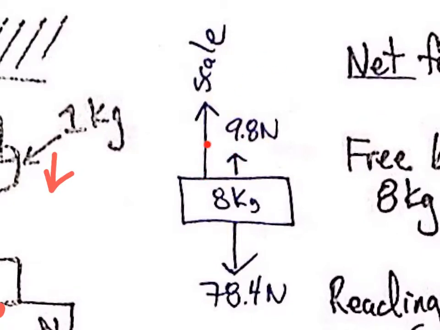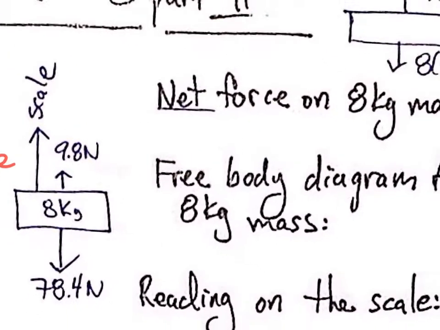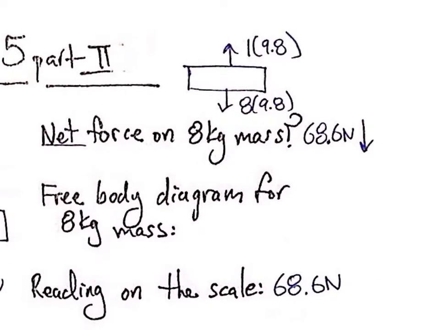And then the scale is also pushing upward. Technically we should draw the arrow from the middle, but it would get messy. The scale is also pushing upward. So the 8 kilogram mass is not moving. It's not accelerating. So the net force on the 8 kilogram mass is 0 newtons. I'm going to make my zeros like that so it doesn't look like I'm writing an O. So technically the net force is 0 newtons.